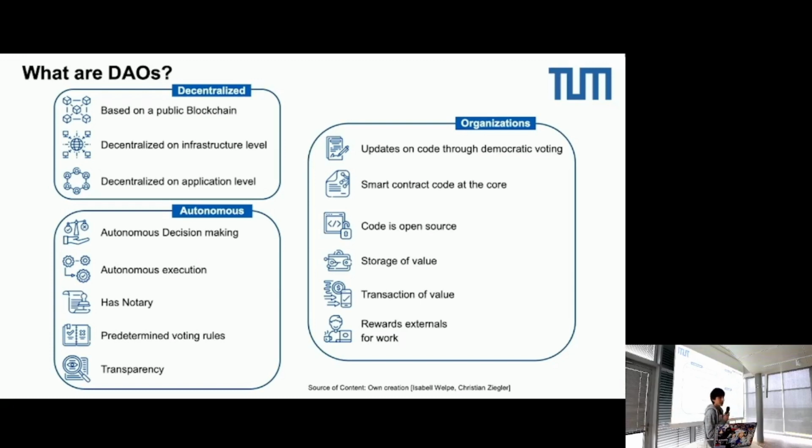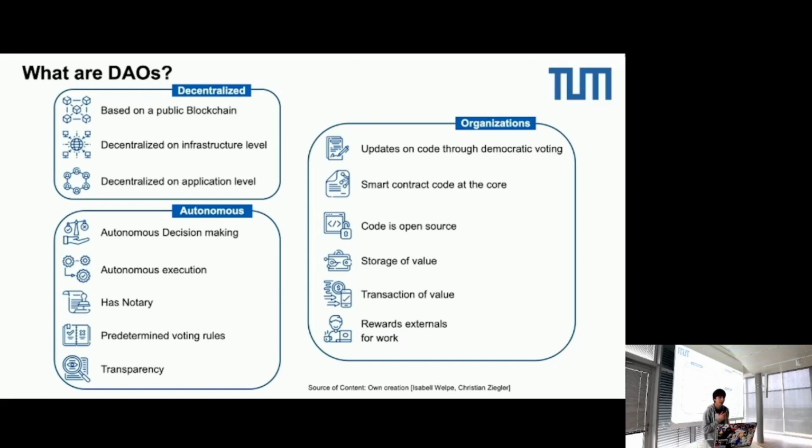It can be autonomous in the sense that there's autonomous decision making, autonomous execution of proposals, for example, that it has notary, that it has predetermined voting rules, or transparency. And it has to be an organization with things like updates on code through democratic voting, smart contract code at its core. The code should be open source. There's storage of value, this one is important. There's transaction of value, this is also pretty important. And that it rewards externals for work, otherwise you don't really have an organization.